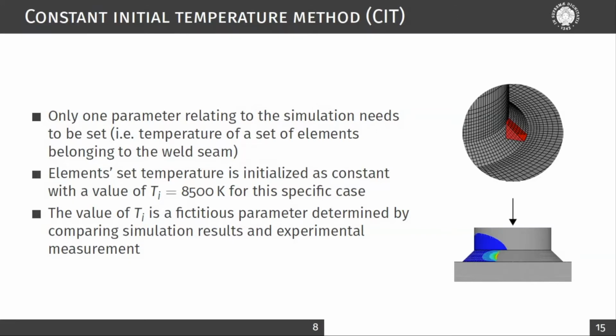The value of Ti was set at 8500 Kelvin, and it has been obtained by comparing the numerically and experimentally derived temperature around the weld bead. Specifically, Ti does not represent the melting temperature of the base metal or a characteristic temperature. Instead, this is simply a fictitious parameter that includes all the features that have been left out because of the simplification assumed in this method.